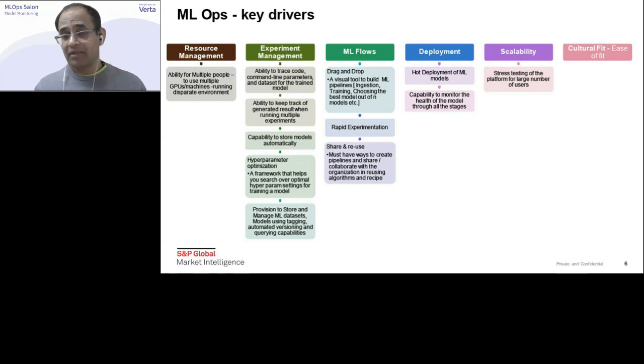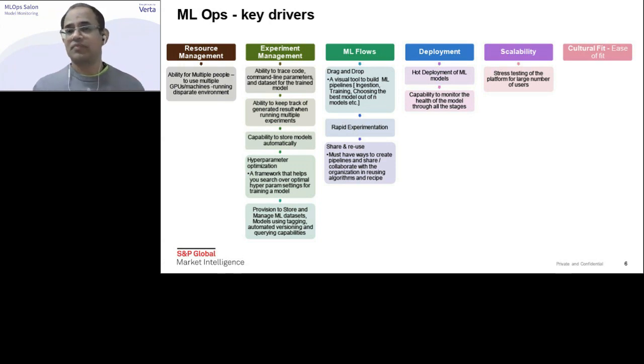And the third one is more about the machine learning flows. What we mean here by machine learning flows is, if you can have a way to build some generic pipelines using a visual tool, that would simplify the steps that would be taken for executing a machine learning project. For example, if I can have a drag and drop tool for the ingestion pipeline, training pipeline, and then inference pipeline, and if that template can be reused across multiple projects, that would help us have rapid experimentation. So that is also one of the key drivers for an efficient MLOps culture.